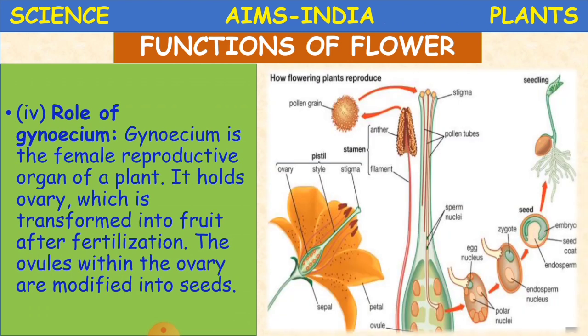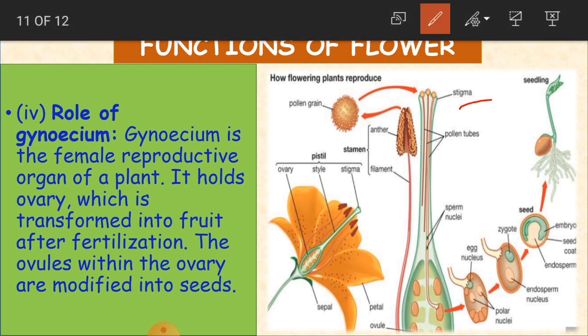Okay, so what is that? Gynoecium is the female reproductive organ of a plant. It holds the ovary, which is transformed into fruit after fertilization. So this part is the female reproductive part. Here this was the stigma, and this the ovary and style. These are the female organs of a plant, and it holds the ovary, which is transformed into fruit after fertilization.